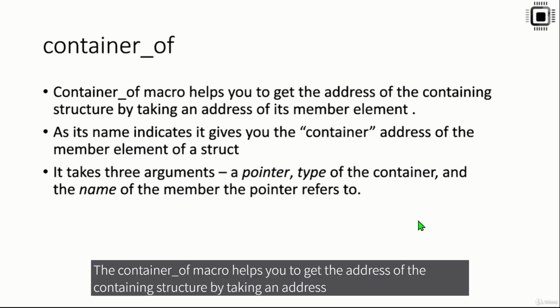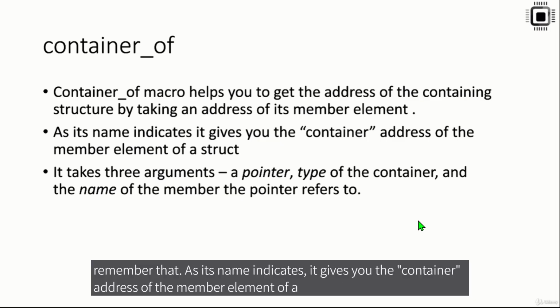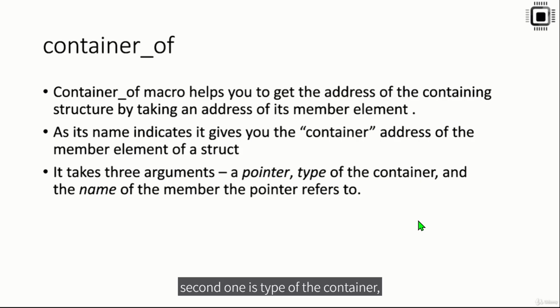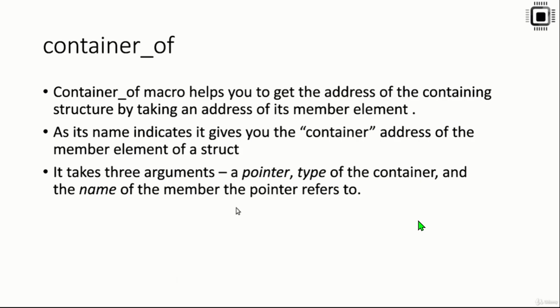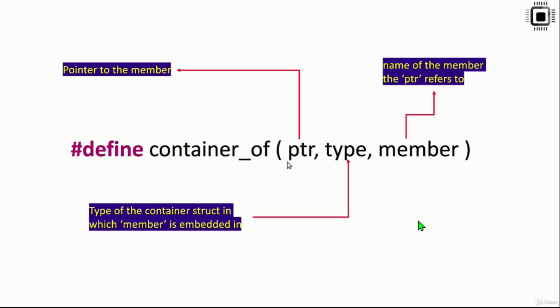The container_of macro helps you to get the address of the containing structure by taking the address of its member element. Remember that. As its name indicates, it gives you the container address of the member element of a structure. It takes three arguments actually. One is pointer, second one is type of the container, and the third one is name of the member the pointer refers to. Let me explain those arguments.